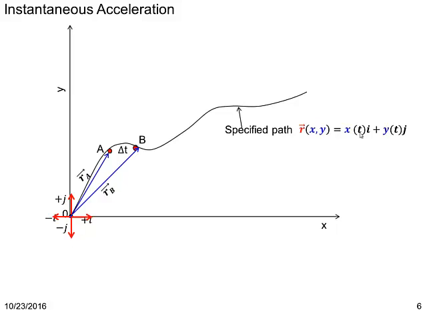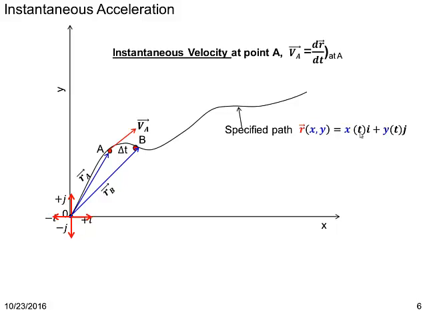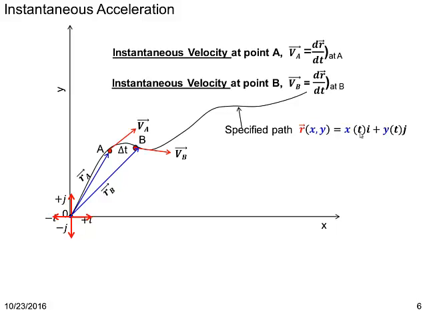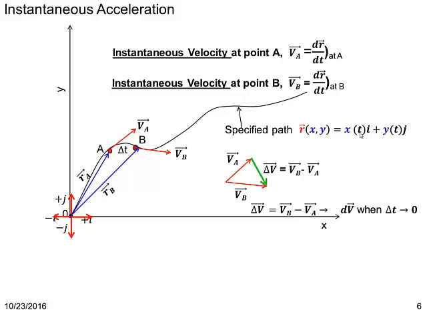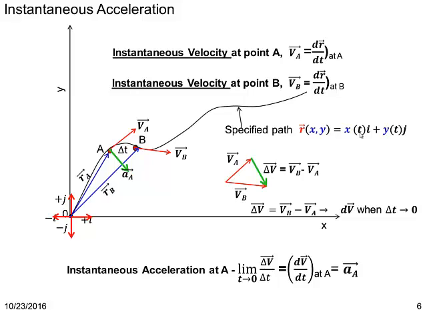The change in velocity is v_B minus v_A in this time interval delta t. The average acceleration in this period is the change in velocity divided by the time taken. In the limit of delta t tends to 0, the ratio of infinitesimally small change in velocity to the infinitesimally small time will become the rate of change of velocity at that point for a given instant of time. This is called the instantaneous acceleration vector at that point.